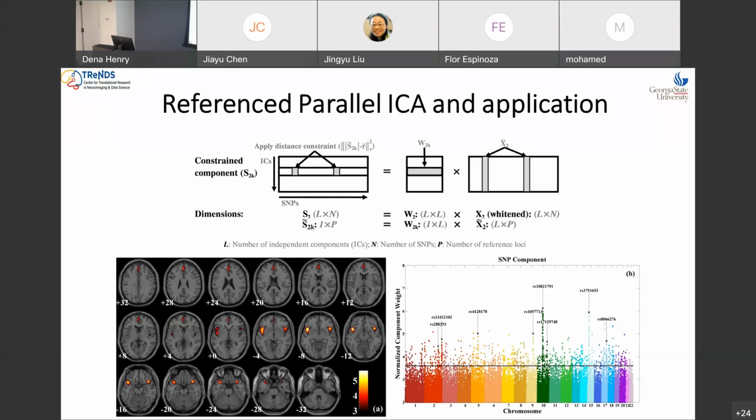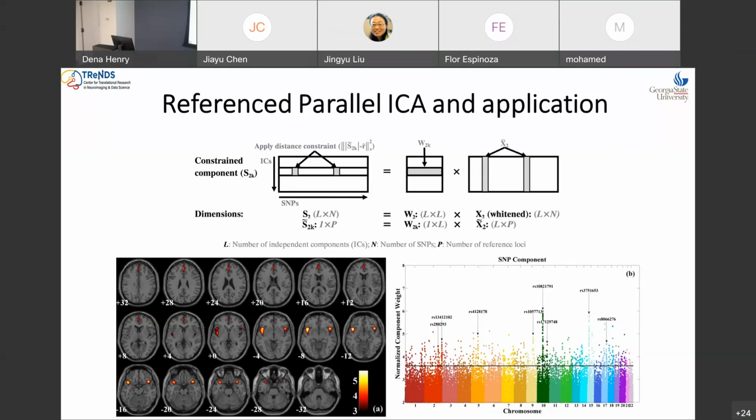Another thing is that these SNPs may interact with each other, and with the genome-wide significant risk ones, to form a genetic network that contributes simultaneously to the trait of interest. So you want to see how the top ones interact with the suggestive risk ones, and maybe how they interact with each other, to contribute to schizophrenia risk or another trait of interest. So that's why we sometimes want to analyze the genomic data, and why we have this referenced parallel ICA approach.